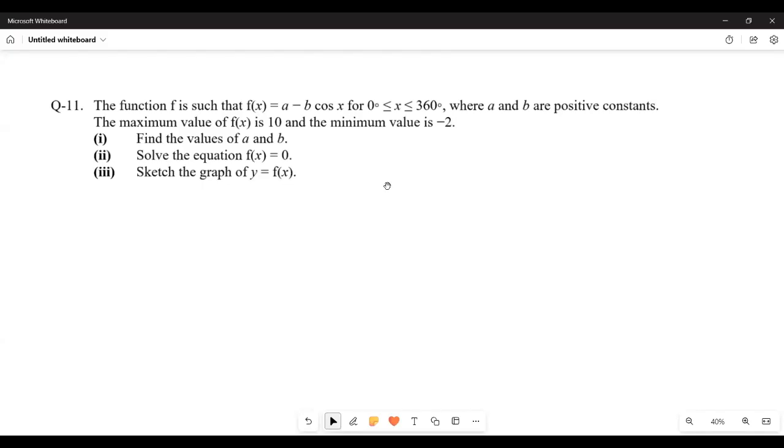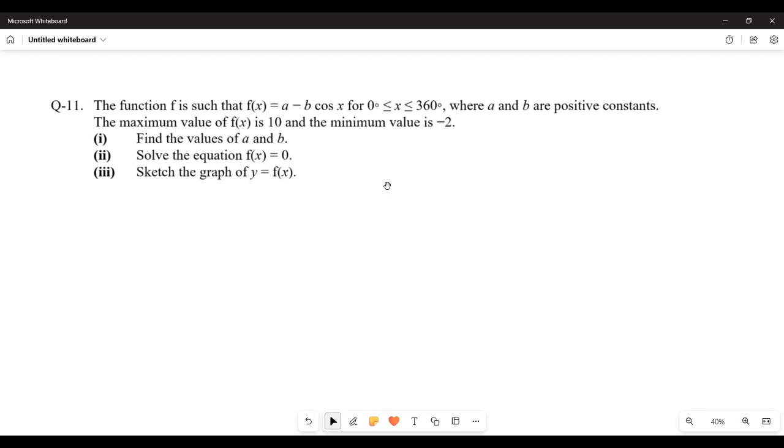The trigonometry worksheet. The function f is such that f(x) equals a minus b cos x for 0 to 360 degrees, where a and b are positive constants. The maximum value of f(x) is 10 and the minimum value of f(x) is minus 2. Find the values of a and b.